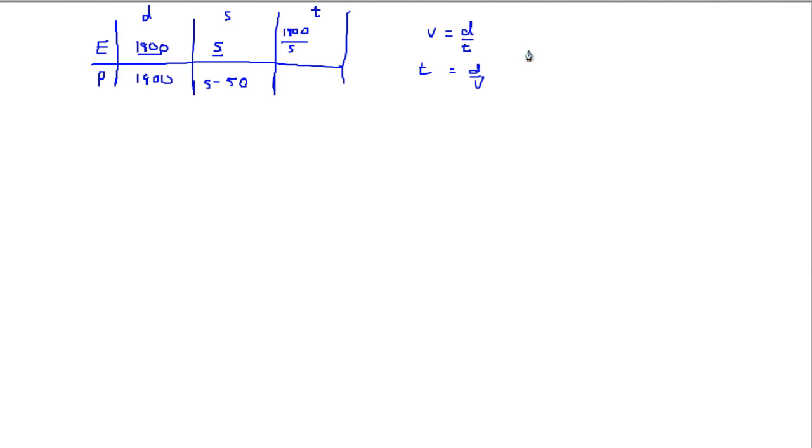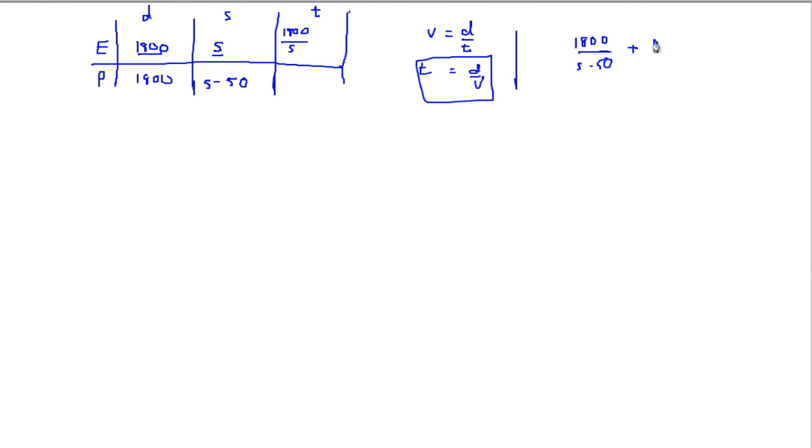Now for the Paral train, this work is a little bit confusing for some of the students. By using this formula, we know that the speed for the Paral train is going to be 1,800 divided by s minus 50. However, we also have to take into consideration that it's going to take 60% longer.